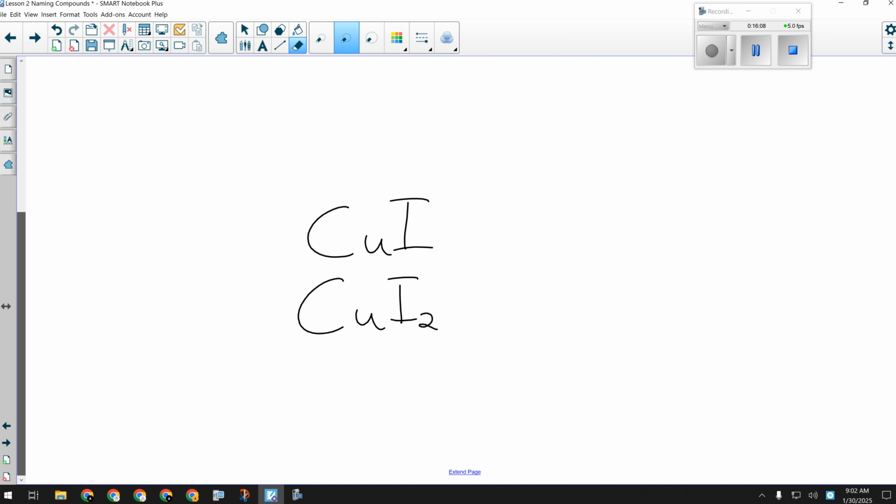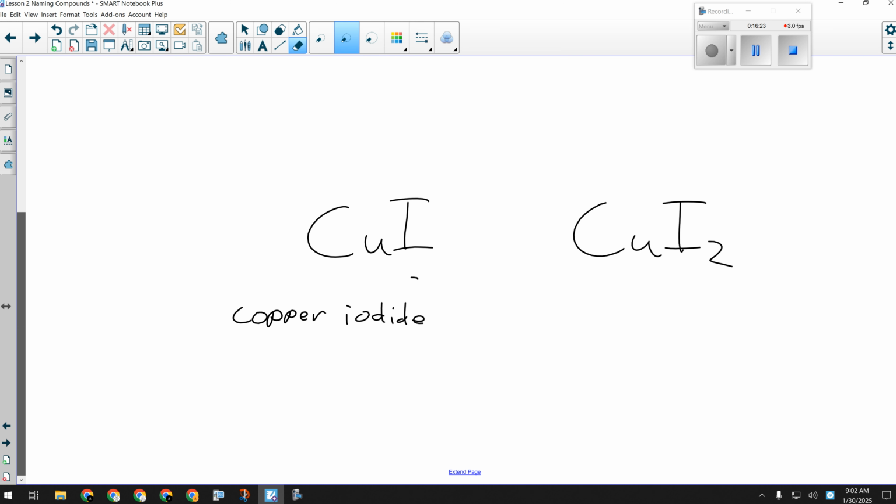So here's what we do. To differentiate these two compounds, I'm just going to write them beside each other. I can't just go copper iodide and copper iodide, because obviously there's a problem there with two different things having the same name. So what we do instead is we put a Roman numeral inside of the name to tell us which number of electrons or which charge the metal has.